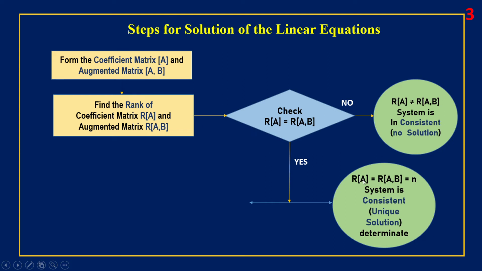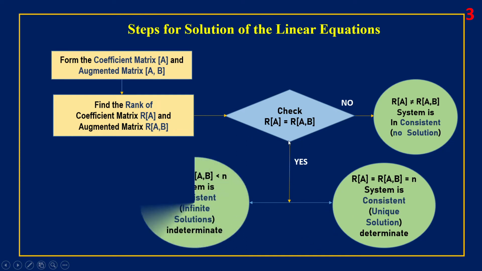So if we find the rank of the coefficient matrix and the rank of the augmented matrix are equal to 3, both are equal to 3, which means the system is consistent and we can find the unique solution. Unique solution will be there. This we can tell as determinant. Other cases are there for the equal to condition itself.